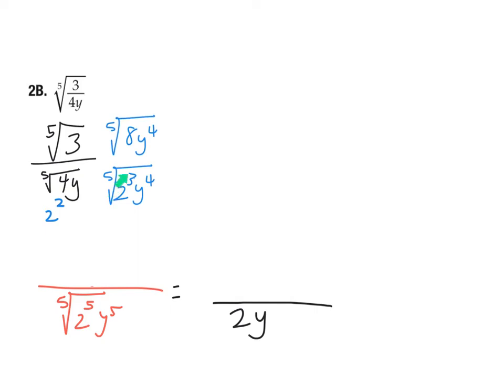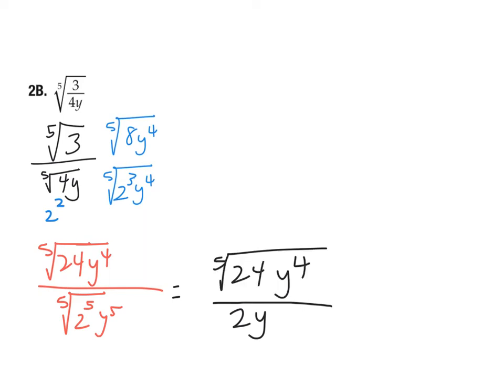Okay, and I happen to rewrite 2 to the third as 8 because it's going to get multiplied by 3. Okay, and then the y to the fourth is fine under there, and so that's my final answer. Okay, the fifth root of 24, y to the fourth, and then I'm going to slide that over, and that's my final answer. Okay, so there's a lot of concept there.